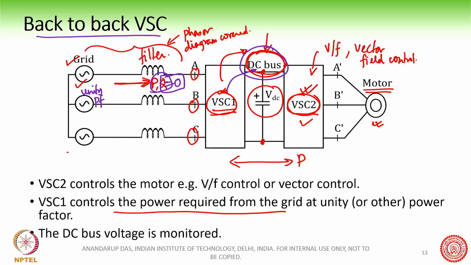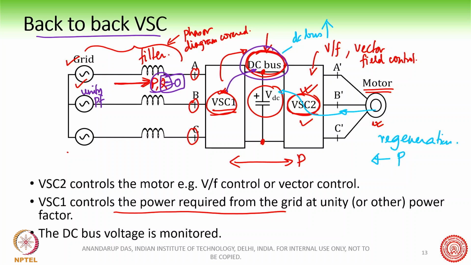This is also useful during regeneration. Suppose now we are talking about a regeneration from the motor. Regeneration means P is going back. The motor is now feeding back the power here. So this power will come here, and this will cause the DC bus to go up, because now you are pumping in energy from your motor into the DC bus. So based on half CV square, the voltage on the capacitor will start to rise.